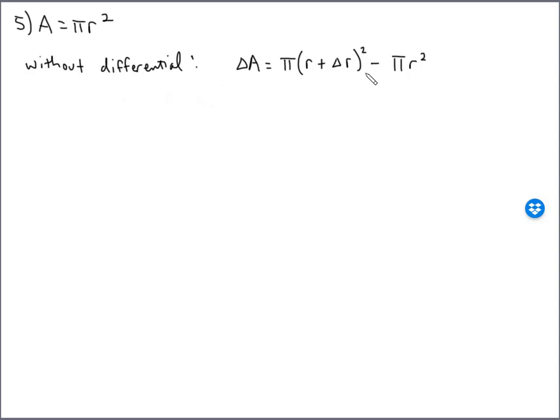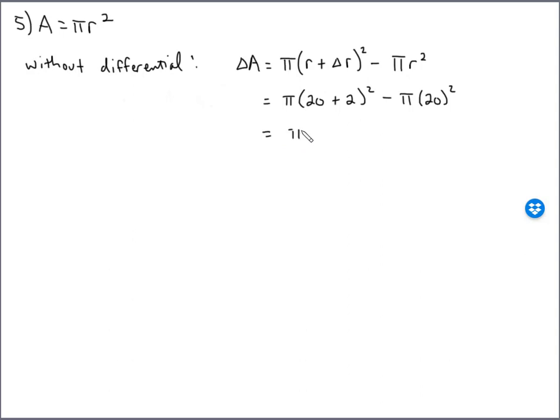So how do we find the change in the area without differentials? This would give us the exact change. Basically we just take the larger area, which is r being 20 plus the change, so pi times (20 + 2) squared, and then subtract from that the original area of 20, and just notice what you get when you do that.